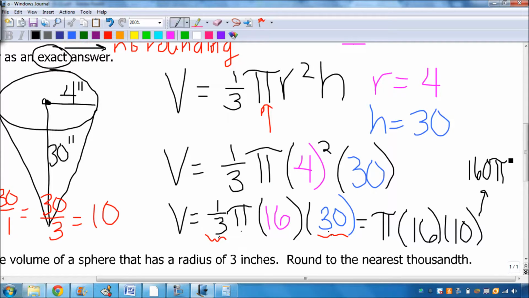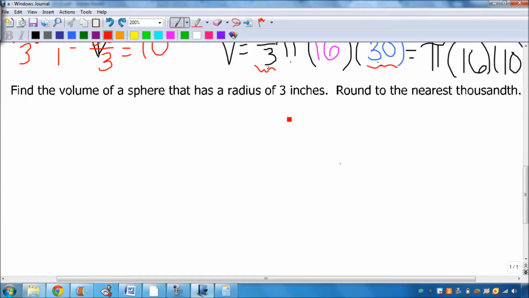So my answer is the volume is 160 pi, and the unit is inches, so we're going to say inches cubed. And that's my final answer for this, okay? Let me just make this cubed a little more clear so you can see that it's to the 3rd power. All right, let's take a look at question number 3.